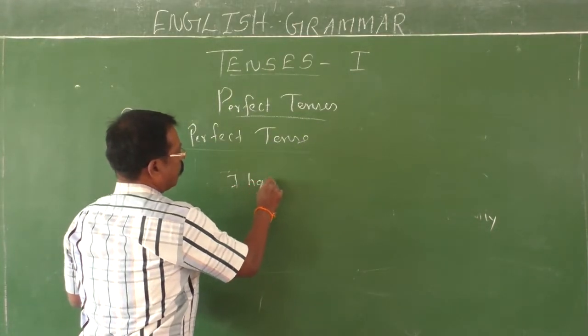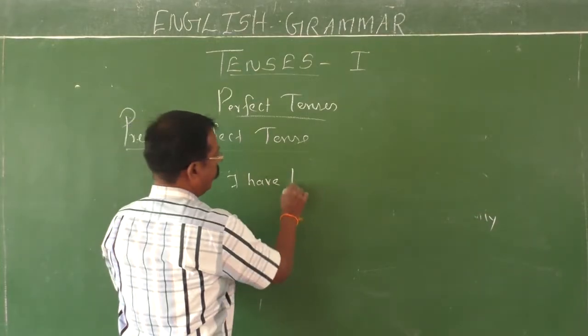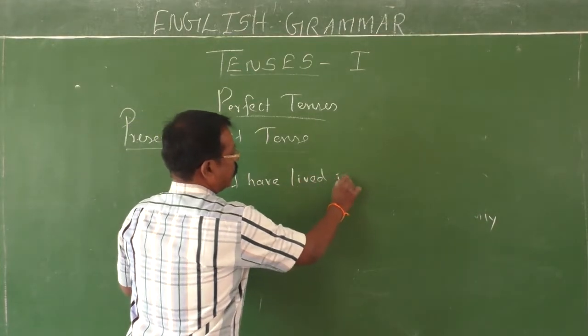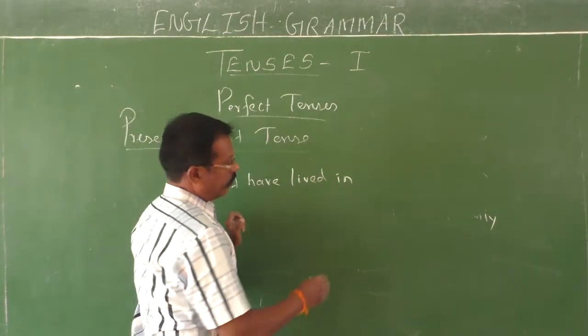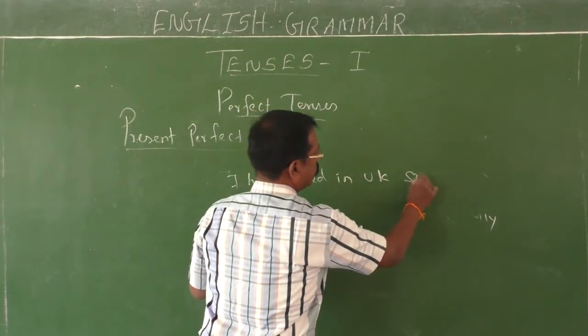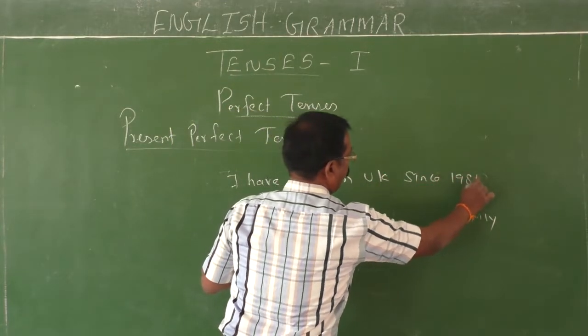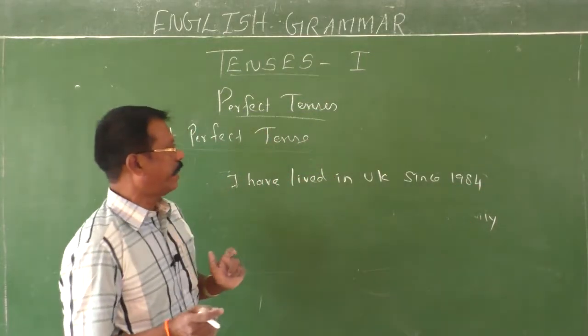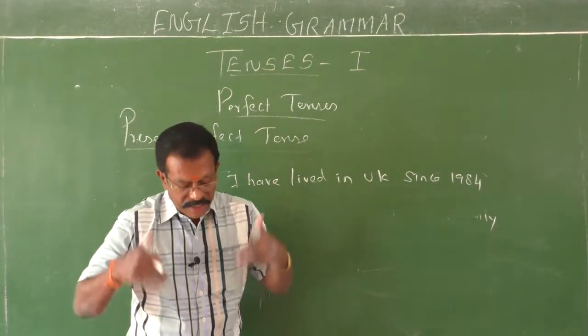I have lived in UK since 1984. I have lived in UK since 1984 means, and I still do.